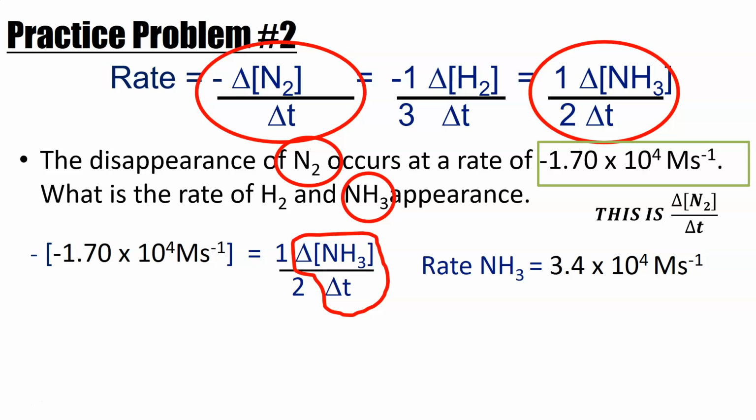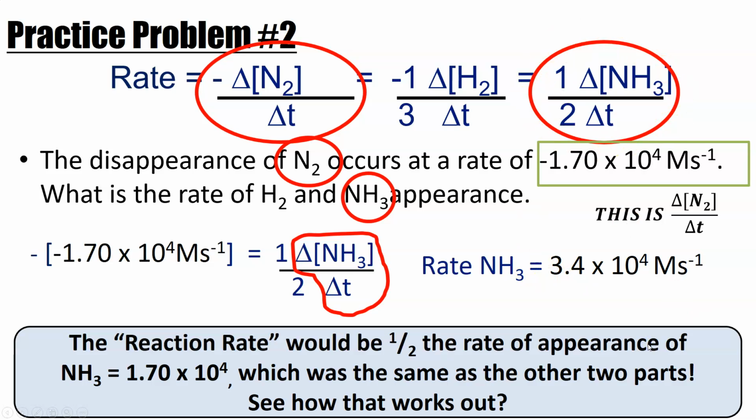Now if we wanted the reaction rate, remember it would be negative of this, like we saw on the other slide. It would be negative 1/3 of this one, which was the same answer. And if you took 1/2 of this answer, you get the same thing, don't you? And they all end up positive for our reaction rate.